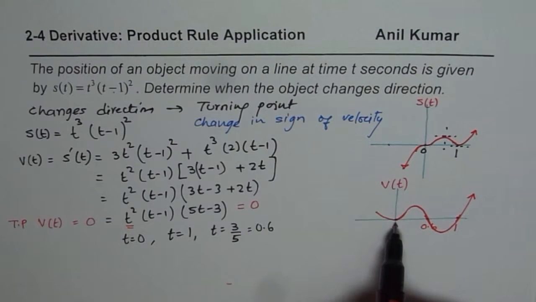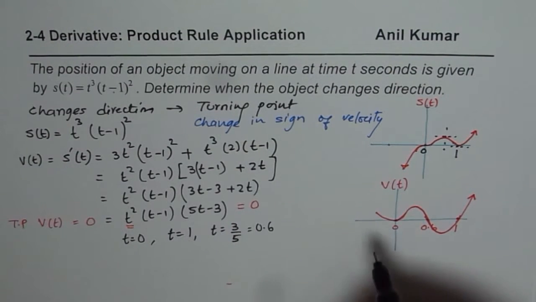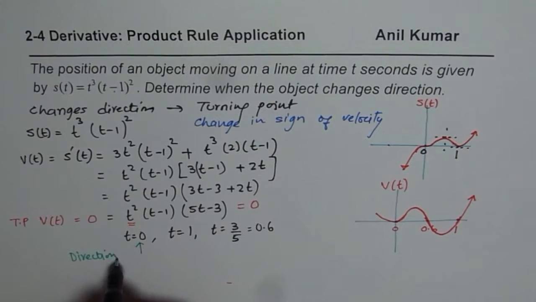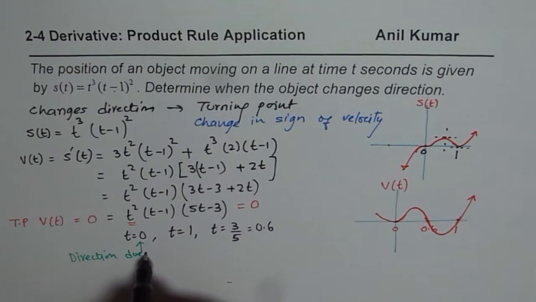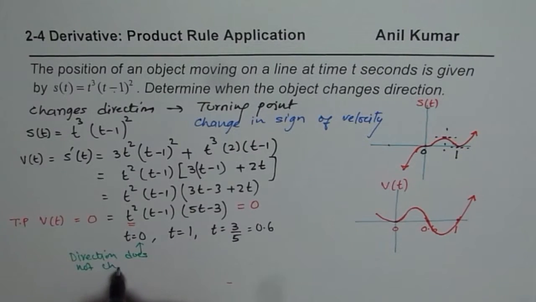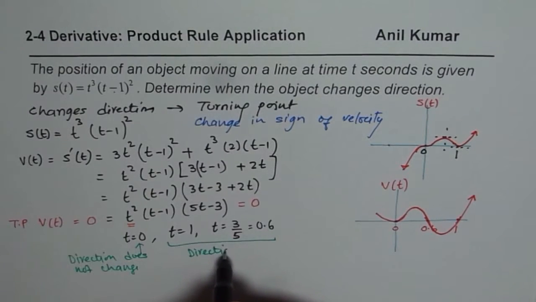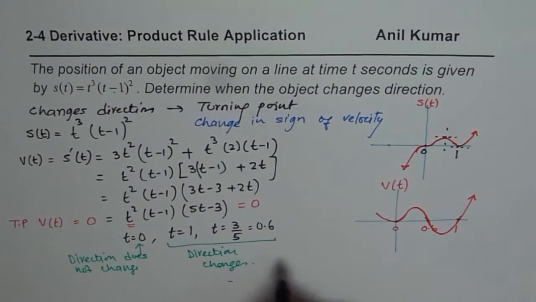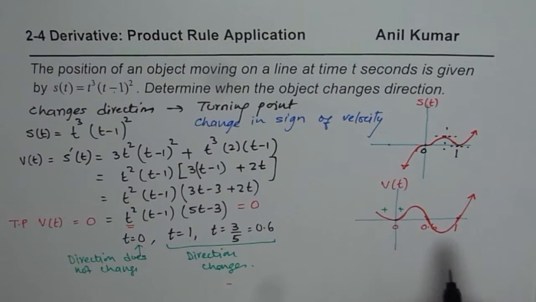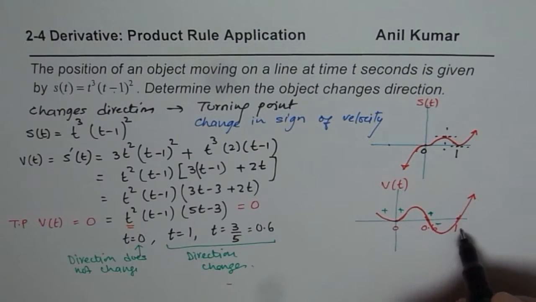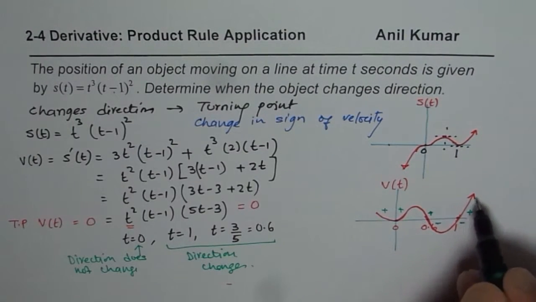You will see that the graph does not really go to the negative side. Since the velocity remains positive around 0, it is not changing direction. Do you get the idea? So what we are saying here is direction does not change. But at these 2 points, direction changes. Do you see that? Right? So here it is positive on both sides, but in this particular case, direction changes because the velocity goes from positive to negative, and then here also from negative to positive, the direction changes.